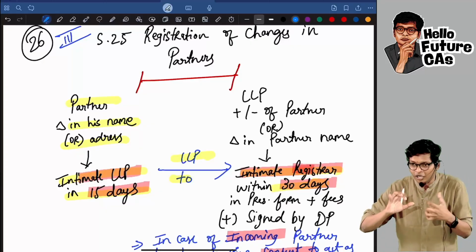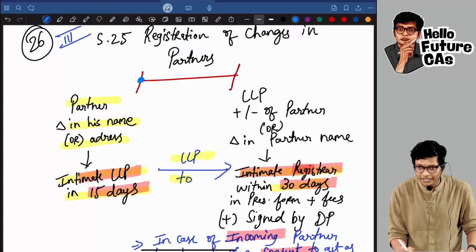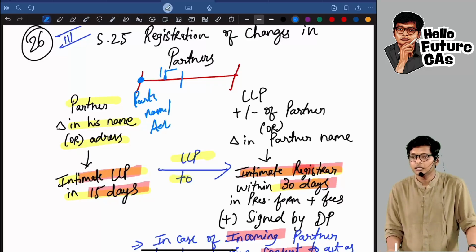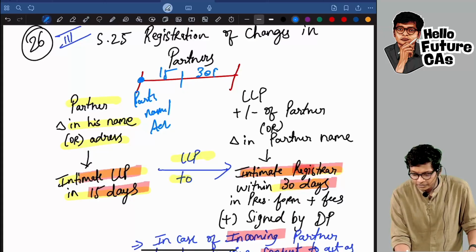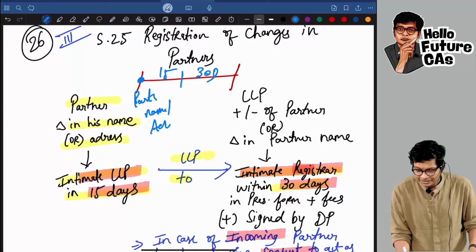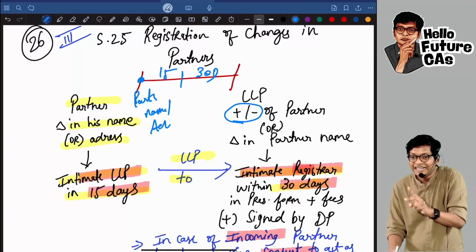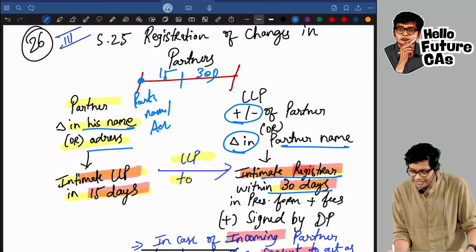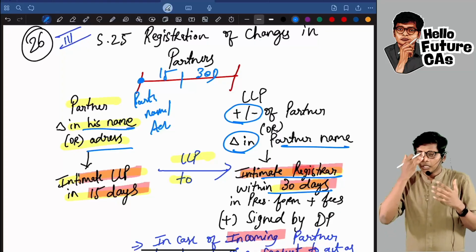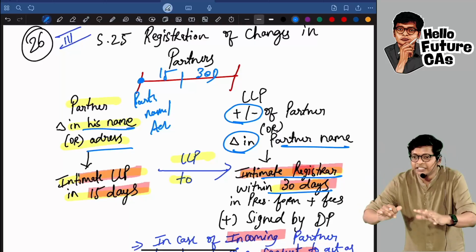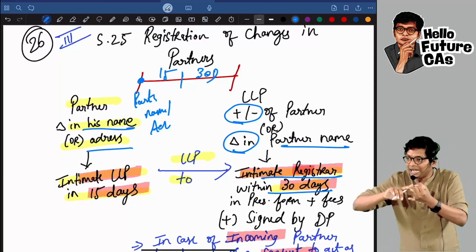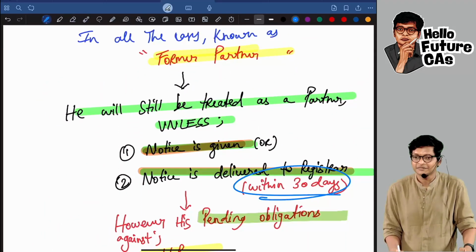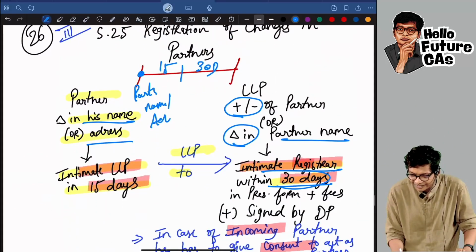MCQ. I want to torture you guys. Come on, MCQ I will ask. If the partner is changing his name or address, he has to intimate within 15 days. And then the LLP will intimate the ROC within 30 days. At the same time, sometimes there will be incoming and outgoing partners, admission, retirement, or a change in partner name or address. Intimate the registrar within 30 days. So very simple. LLP to ROC for any change in partner's name, address, incoming partner, outgoing partner, retirement. Just now we saw outgoing, intimate within 30 days. So basically LLP intimation to ROC is within 30 days.